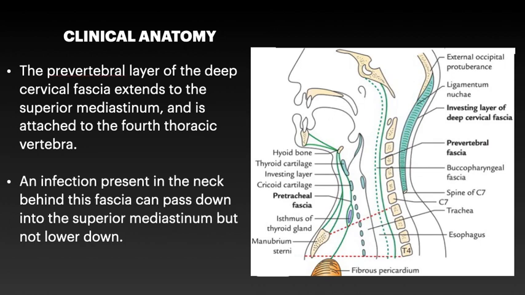Now, the clinical anatomy. The prevertebral layer of the deep cervical fascia, this is the vertebral column, the layer in front of it. You can see over here it extends into the superior mediastinum and is attached to the 4th thoracic vertebra. So an infection presenting in the neck behind this fascia can pass down into the superior mediastinum but not lower down.